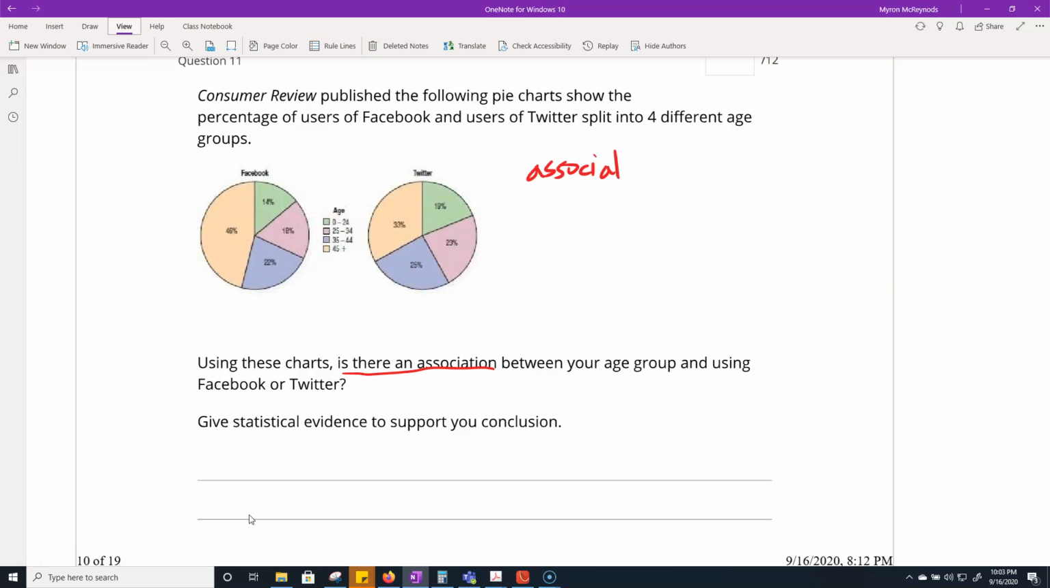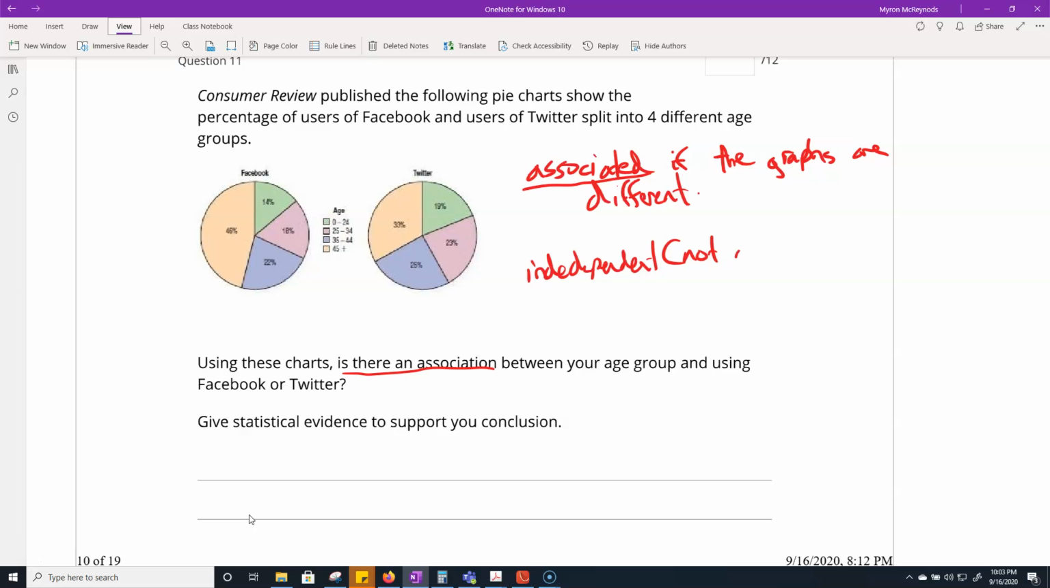They are associated if the graphs are different, like noticeably different. Like if you can see differences in the graphs, that would mean that the two are associated. They are independent, which is not associated, if the graphs look the same.